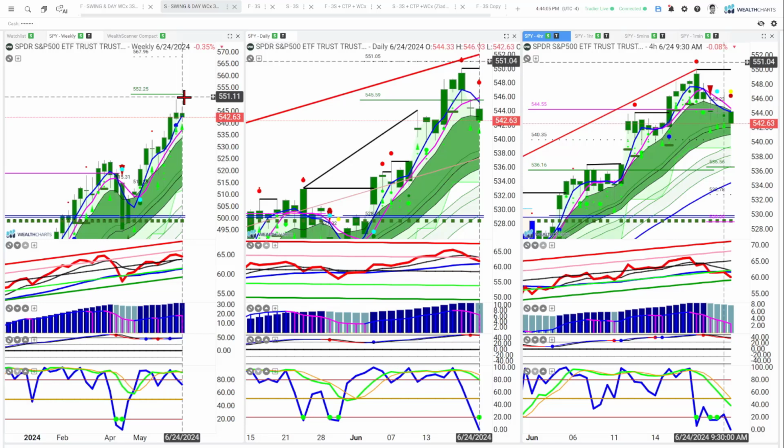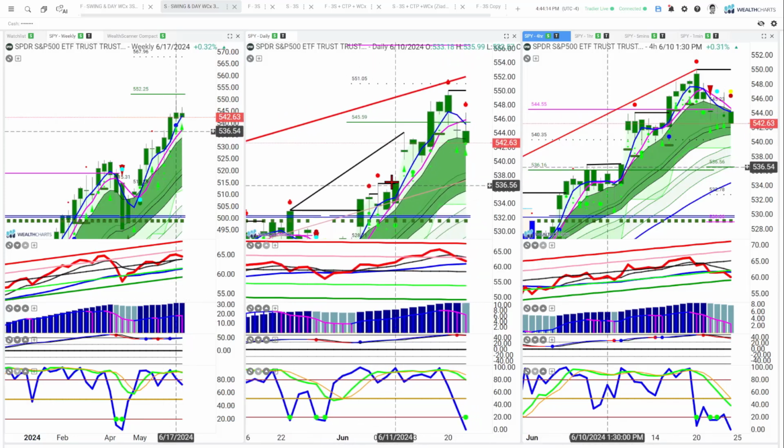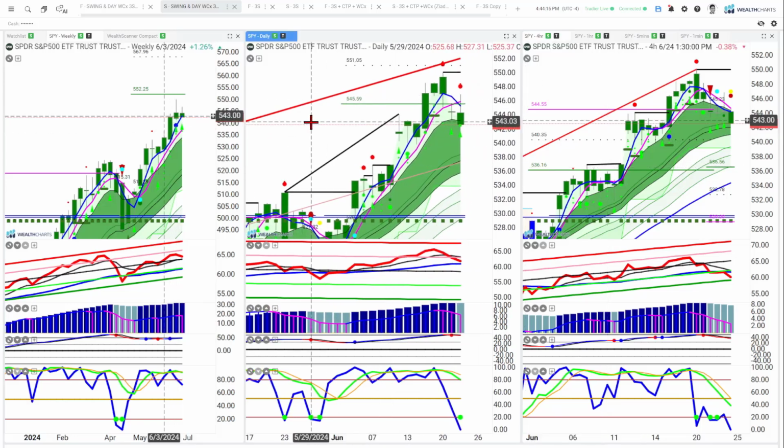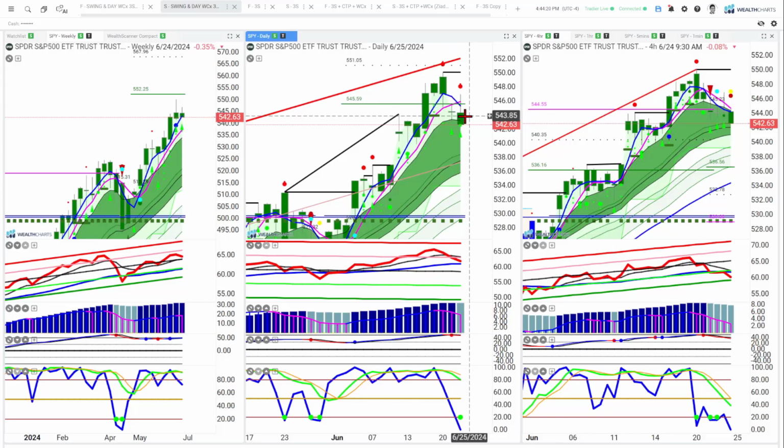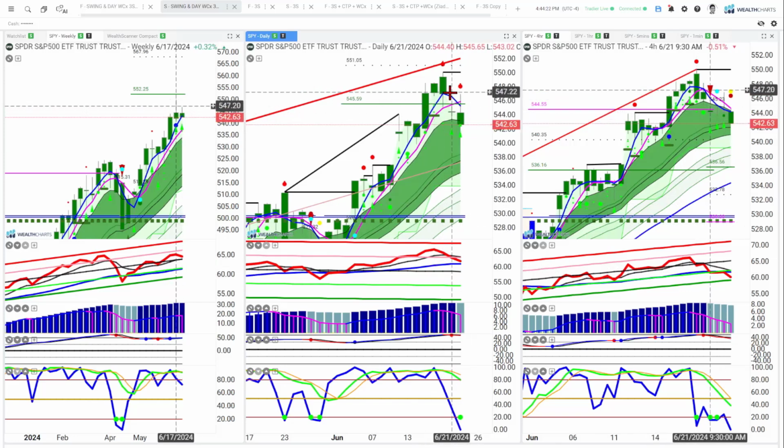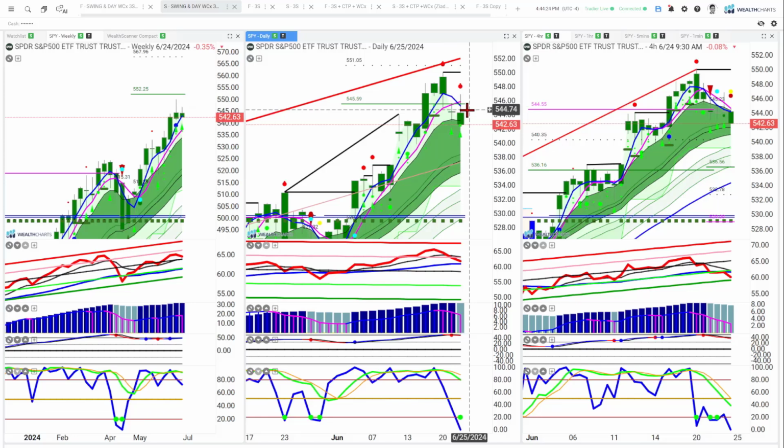Now, we've made higher highs, and both the triple S line and the fast trigger have made lower highs. This negative divergence is a concern. It's amplified when you look at it on a daily chart basis, where we've got the daily chart already under the speed lines, and effectively in a spot where we've had the negative speed line crossover.